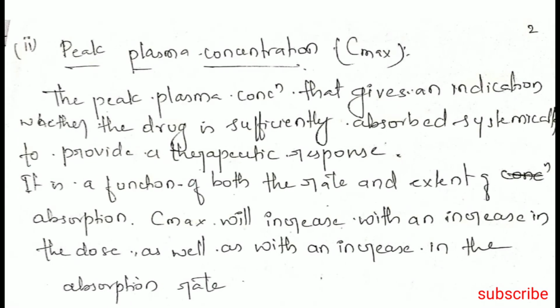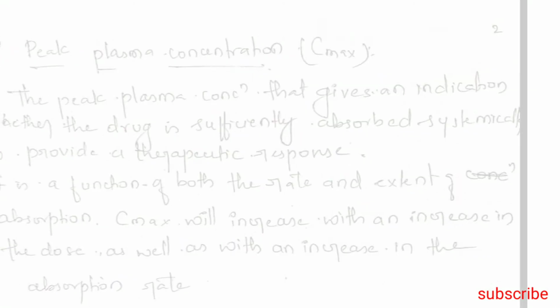Second one, peak plasma concentration, nothing but Cmax. The peak plasma concentration gives an indication whether the drug is sufficiently absorbed systemically to provide a therapeutic response. It is a function of both the rate and extent of absorption. Cmax will increase with an increase in the dose as well as the increase in the absorption rate.